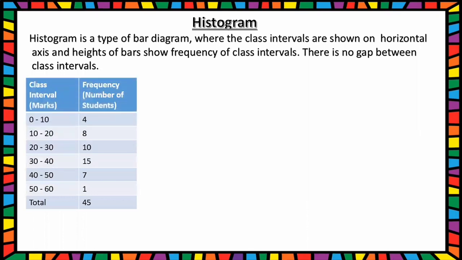For example, these are the marks obtained by 45 students in a class. Class interval, marks; frequency, number of students. 0 to 10, 4 students scored; 10 to 20, 8; 20 to 30, 10; 30 to 40, 15; 40 to 50, 7; 50 to 60, 1. Total 45 students. In the first class interval, 0 is the lower limit and 10 is the upper limit, so 10 is included in the second class interval only. We discussed this already. Now we can see the histogram.